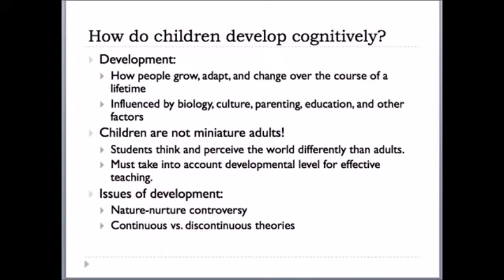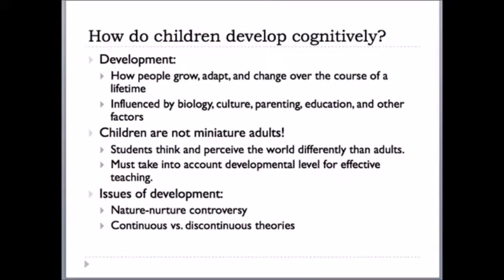So how do children develop cognitively? Now that we've discussed why it's important for teachers to learn about cognitive development, we're going to switch gears and look into how it actually occurs. Children go through astounding changes throughout the course of their first 18 years of life. Some changes are very obvious. Children grow and get bigger. They become smarter. They become more socially adept.